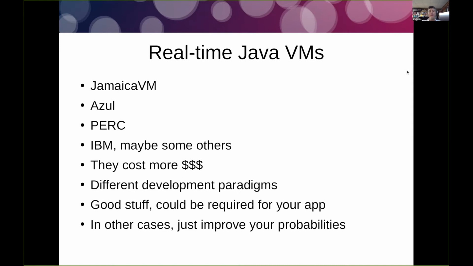Some of the real-time VMs that I alluded to earlier that are out there right now: there's Azul. We were talking about Gil Tene a little bit earlier and his company Azul. There's the Jamaica VM by Aicas, and I know that company very well. I work with the Jamaica VM very closely, and I also work with VxWorks from Wind River, which is a real-time OS, and had quite a bit of success with that on some autonomous vehicle work I did in the past.